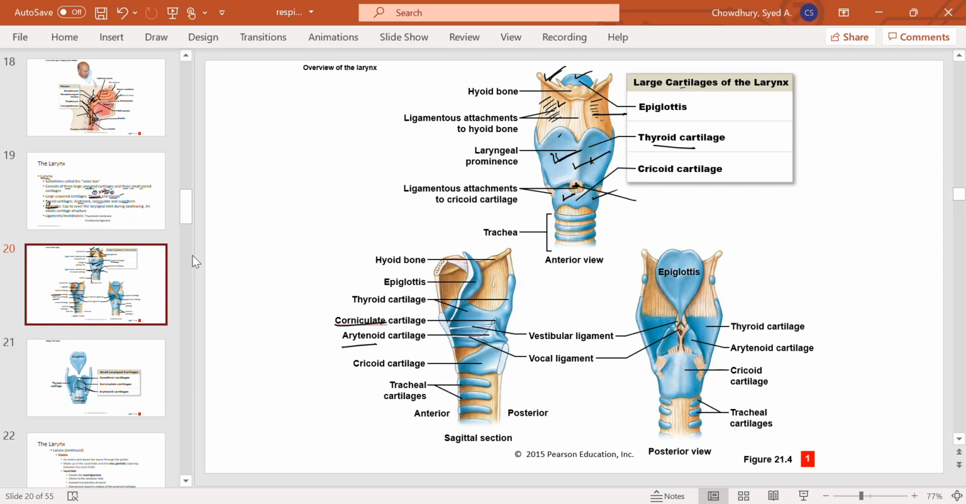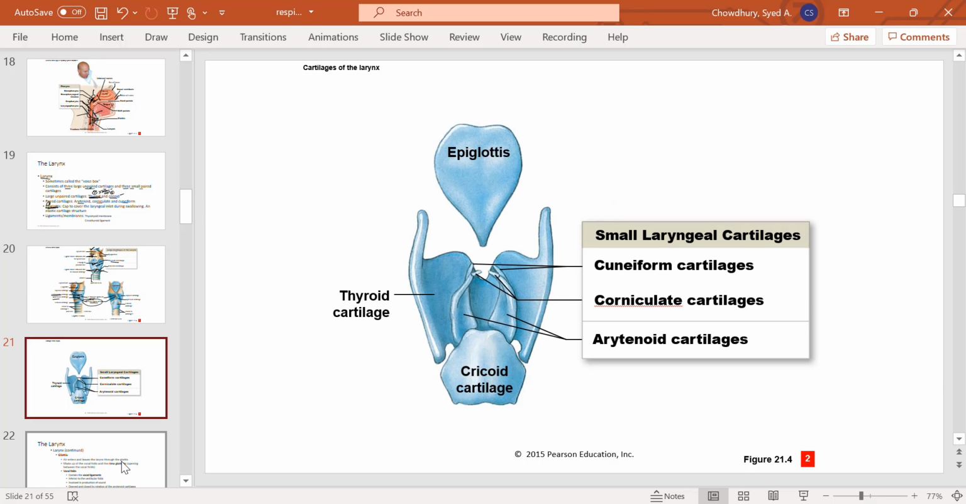And larynx is called the voice box because it has the vocal cords or ligaments. So this is one vocal cord, and above the vocal cord you have vestibular cord or ligament, and vocal cords are responsible for the production of the sound. Here you see paired small laryngeal cartilages, cuneiform, corniculate, arytenoid.